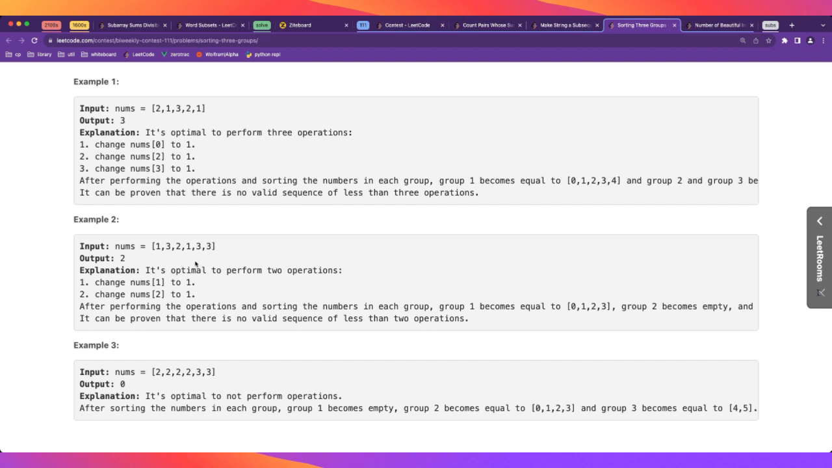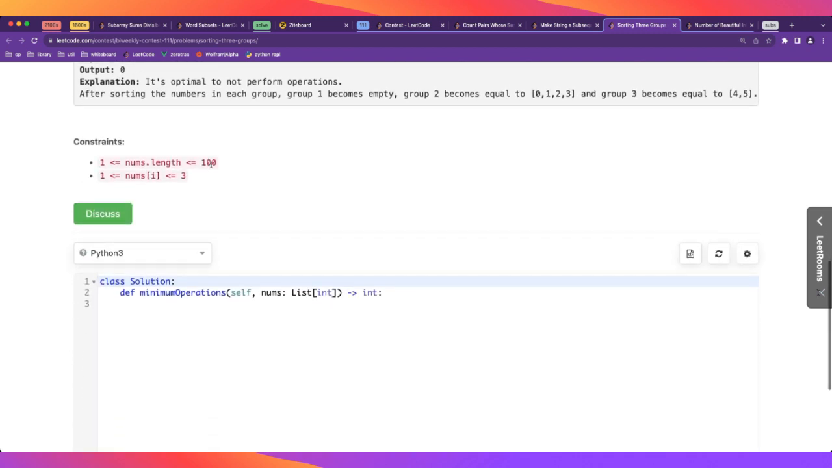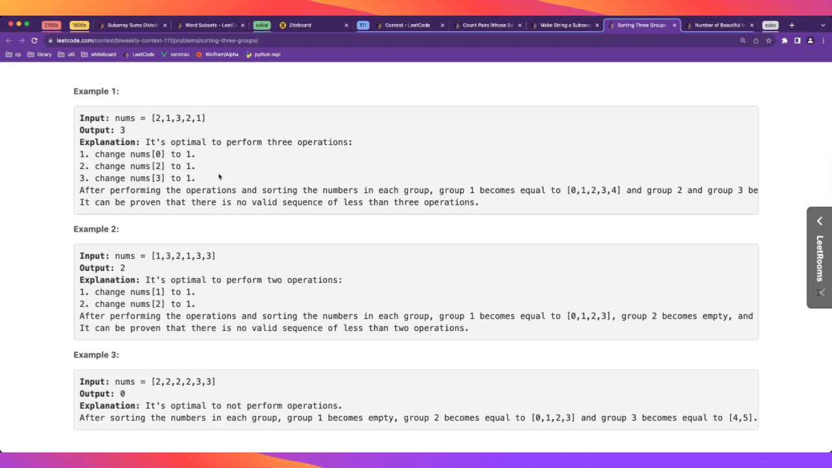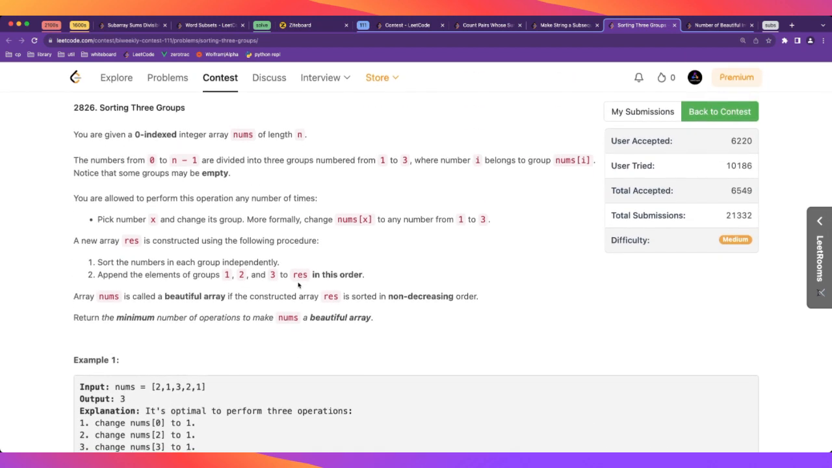And here you just change this 2 to 1s, and you are done. And the sizes are very small. The maximum size is 100, and well, we already knew this. So, one observation: this is a pretty straightforward problem. It's a medium.